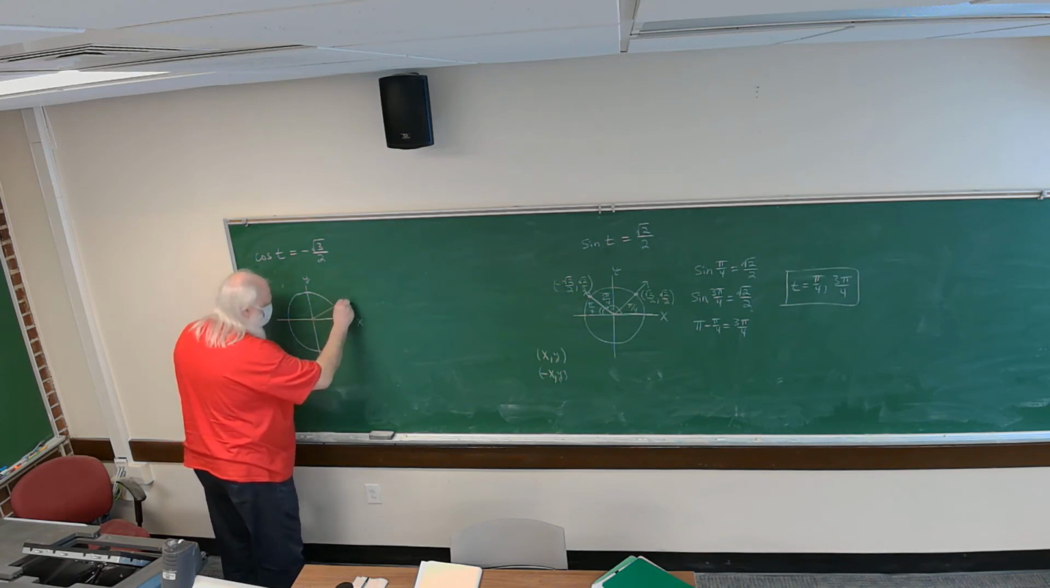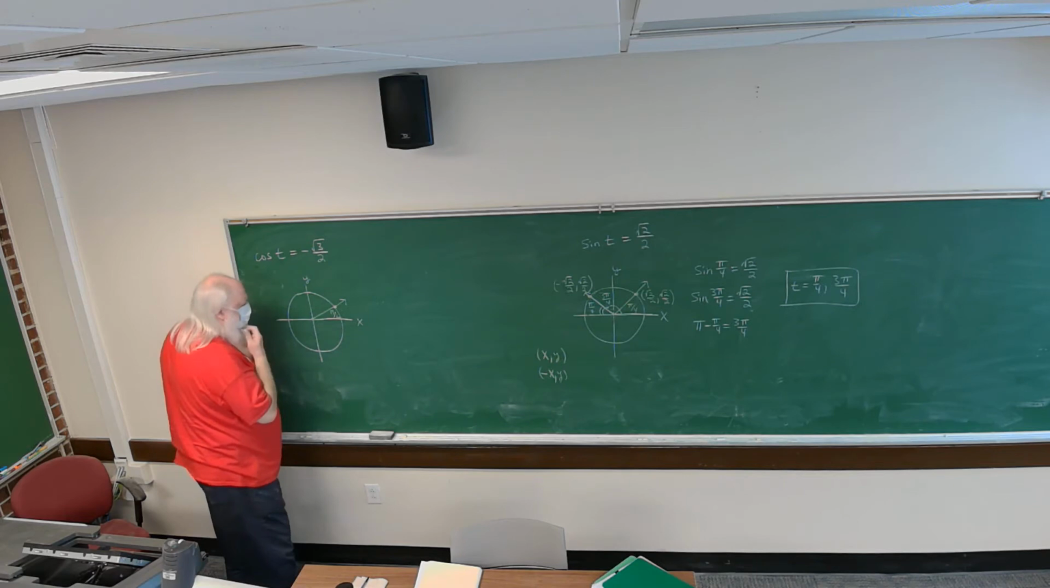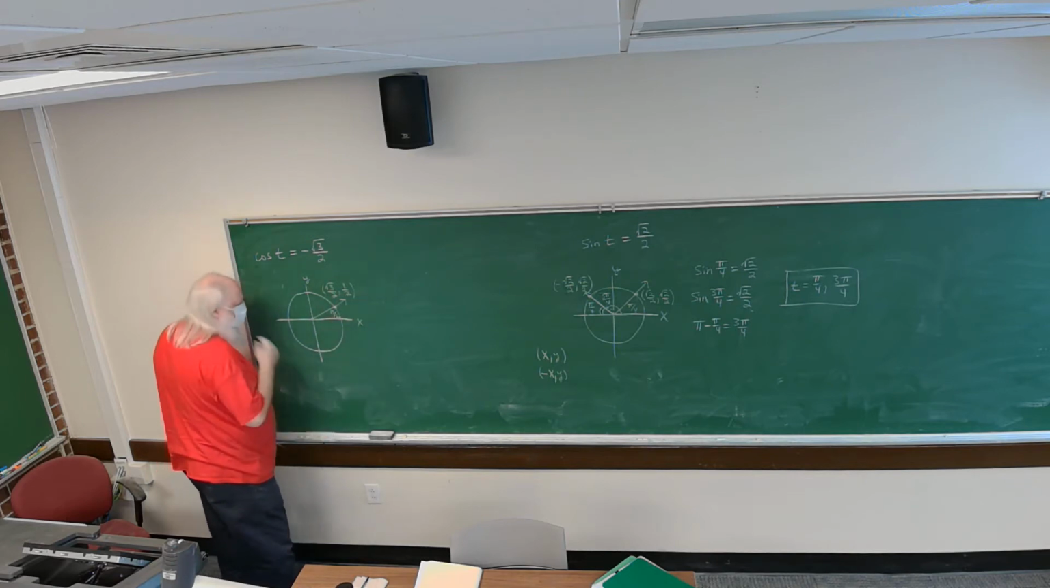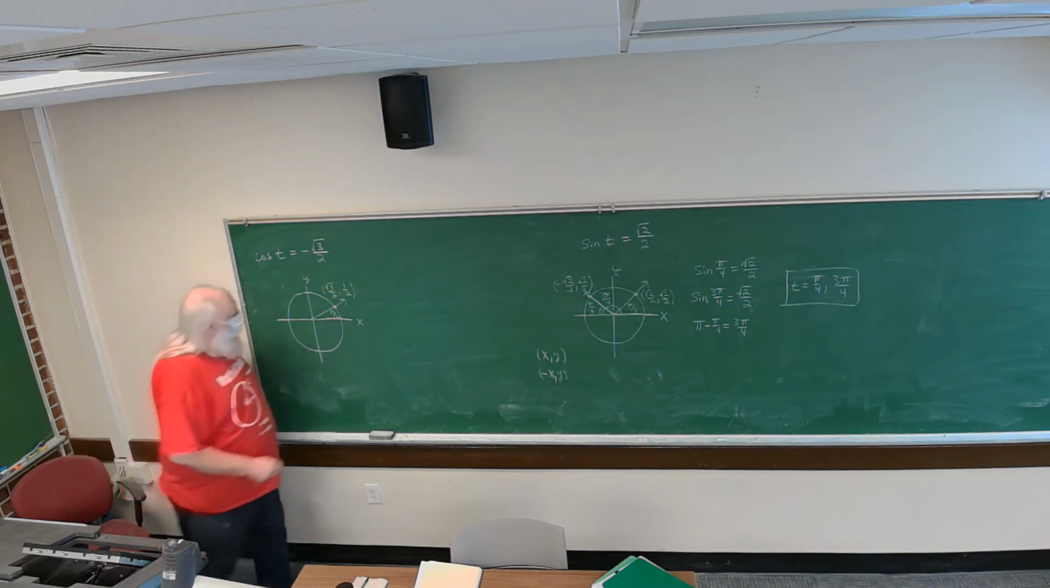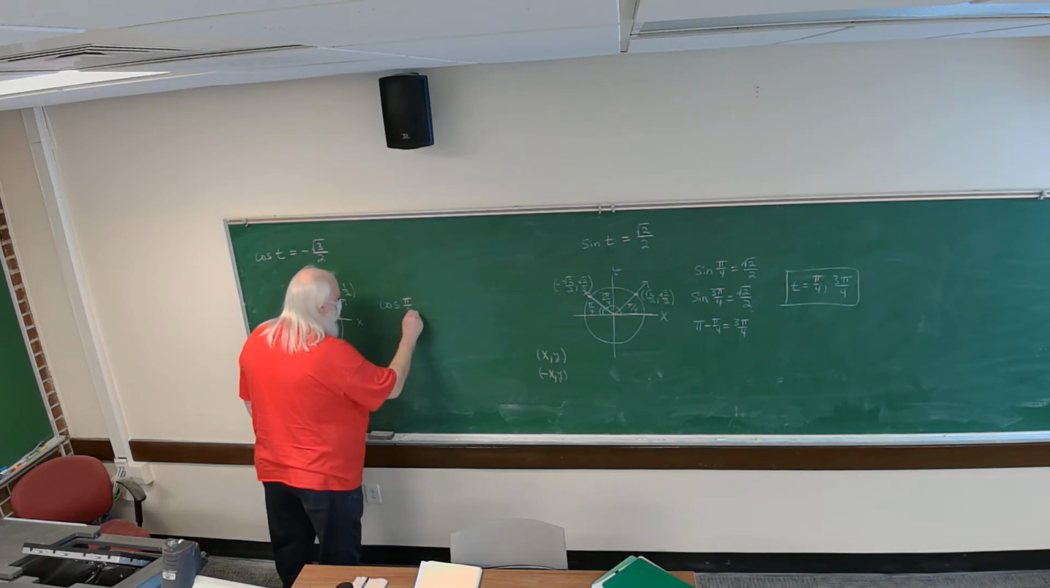is that here's the angle pi over 6. And the terminal side of the angle pi over 6 passes through the point square root of 3 over 2, comma 1/2. We know that the cosine of pi over 6 is equal to square root of 3 over 2, right?